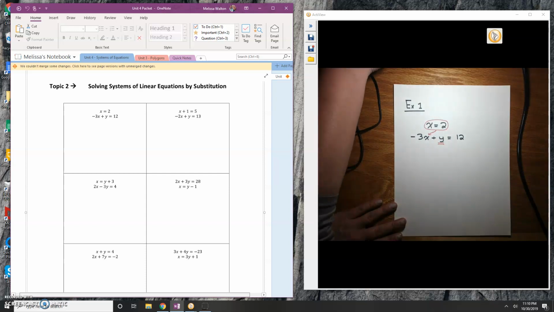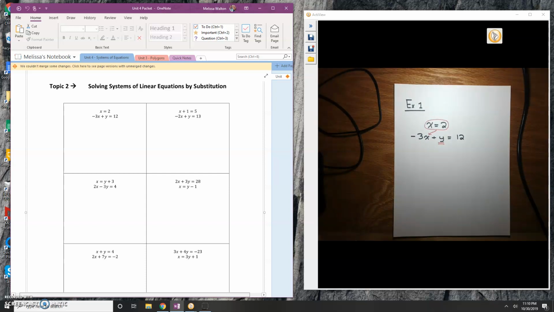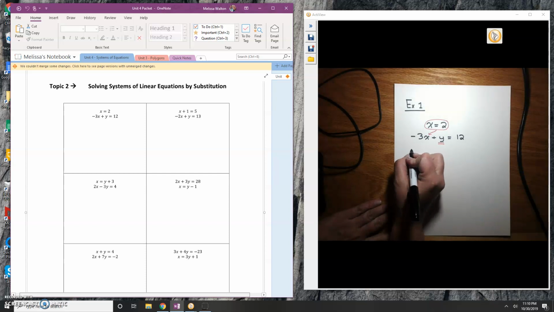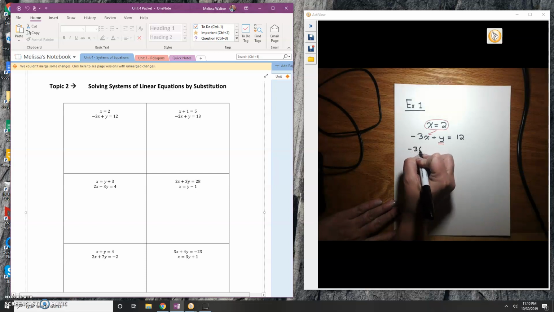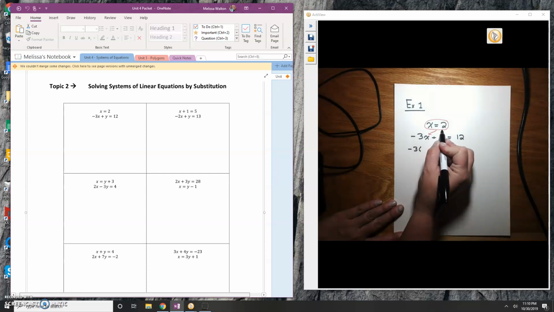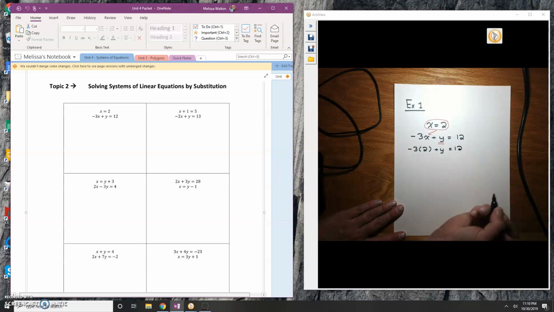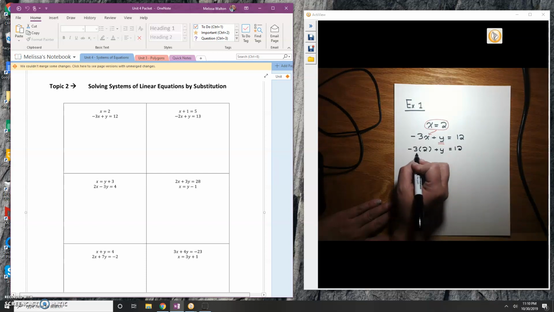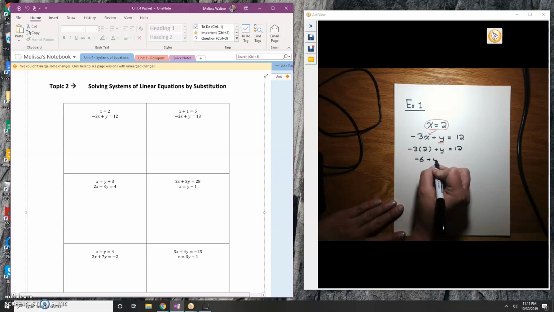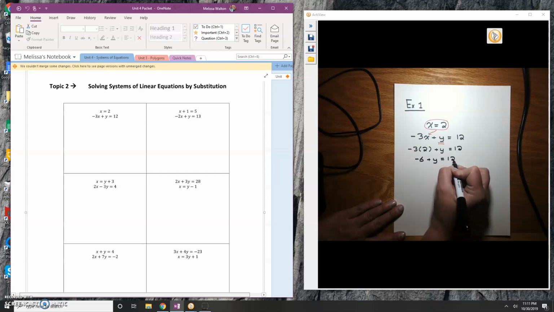So let's go ahead and do that substitution. If I know that x is equal to 2, well, negative 3 times x, so we'll go ahead and substitute in 2: negative 3 times 2 plus y equals 12. And solving this is a breeze. Negative 3 times 2 is negative 6. Negative 6 plus y equals 12.